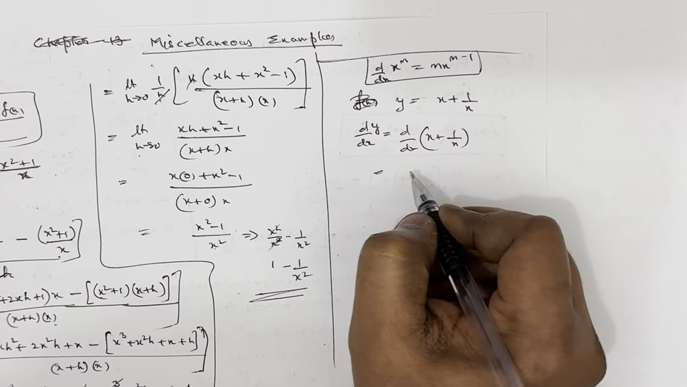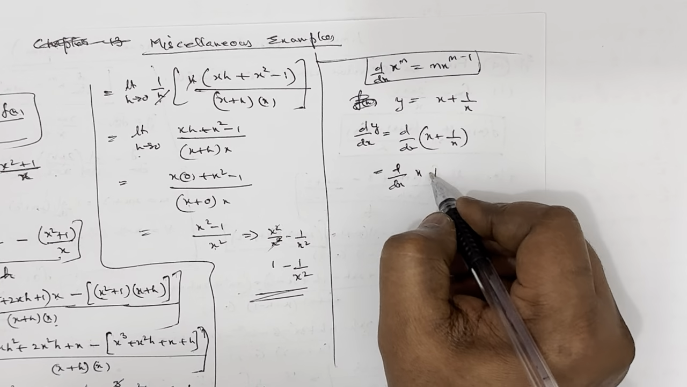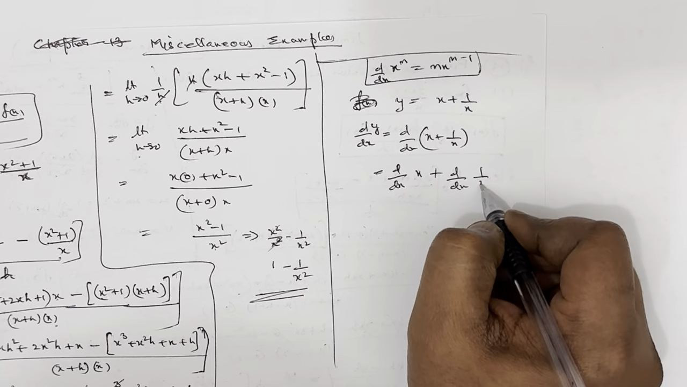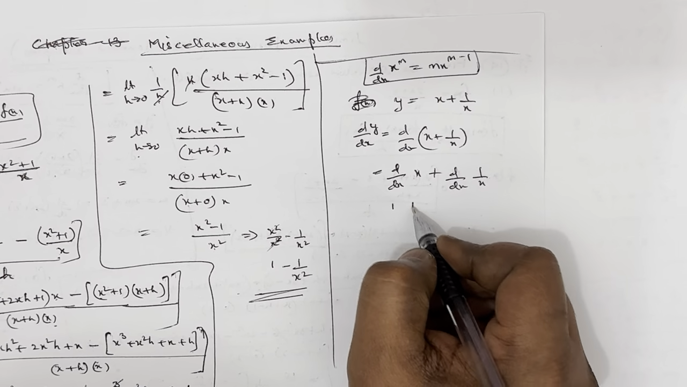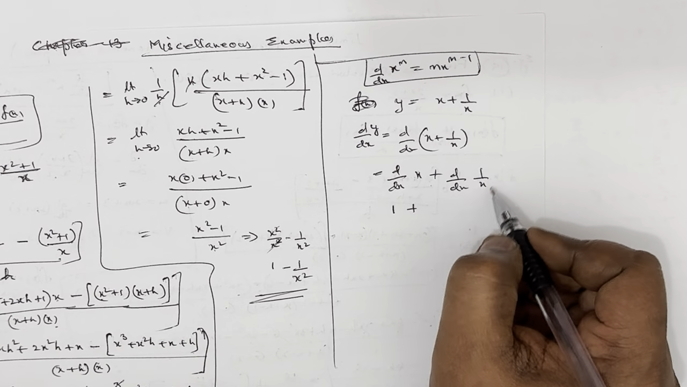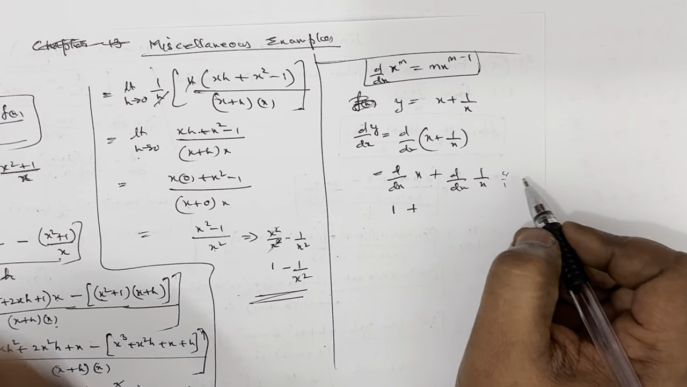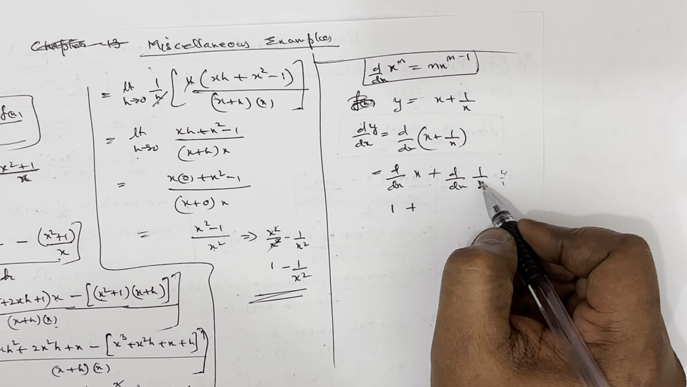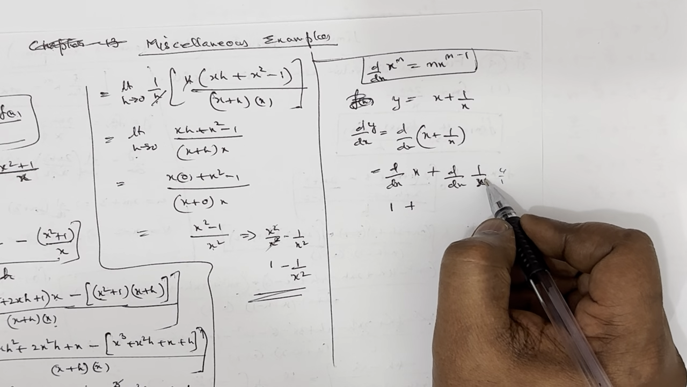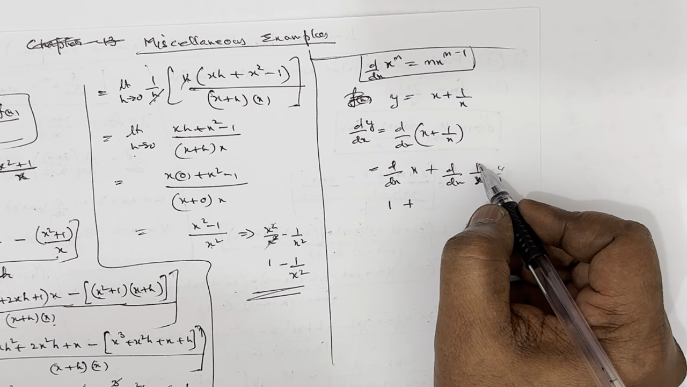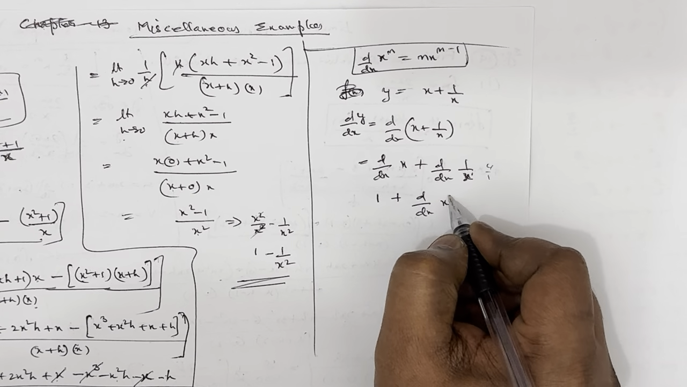So d by dx of x plus d by dx of 1 upon x. Now here the derivative of x will be 1 plus, see, this can be done using u by v method, or simply just take the x to the numerator. So the power of x is 1, so when it goes into the numerator it becomes negative 1, that is d by dx of x raised to minus 1.